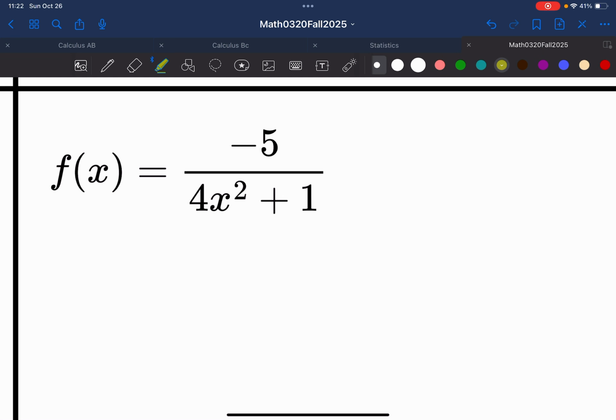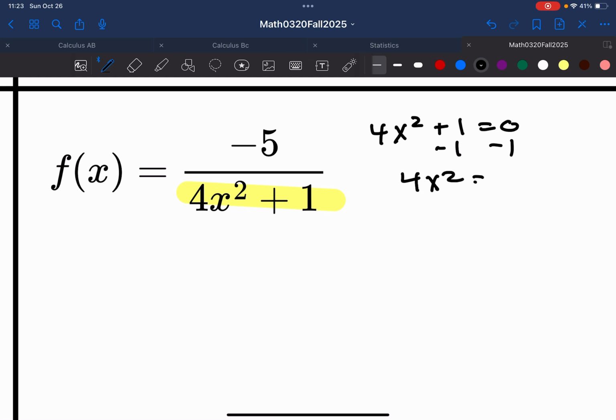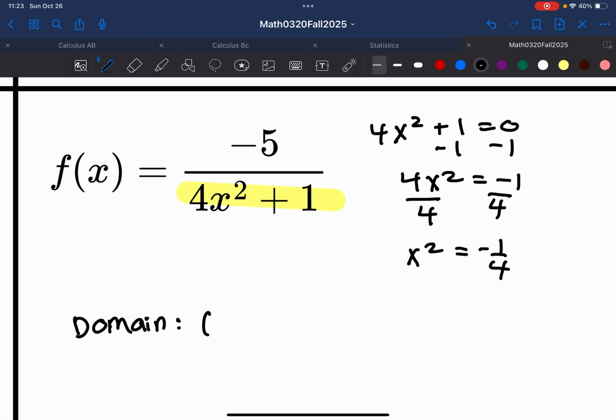Okay, another fraction, so I'm going to set this one equal to 0. So I have 4x squared plus 1 equals 0. Subtract 1. 4x squared equals negative 1. Divide by 4. X squared is equal to negative 1/4. And then I think to myself, is there any possible way that if I square a number that I will get a negative number? And remember, the answer is no. So my domain here is all real numbers. Remember, you can do that or little fancy R.